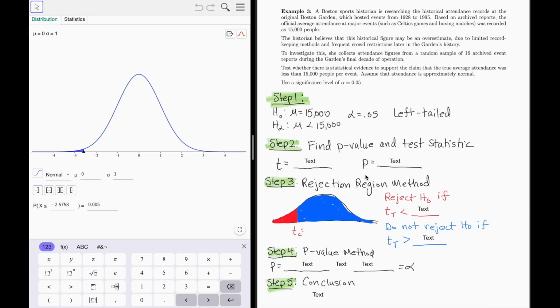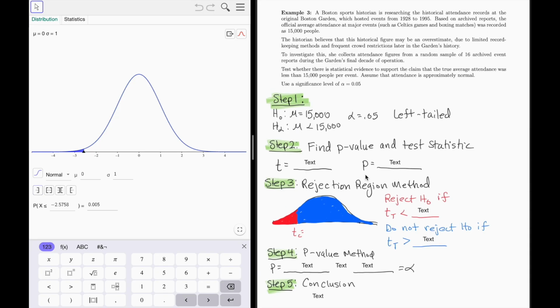Now, because this is a test about a mean, we have it narrowed down to either a z-test or a t-test. However, the population standard deviation is not provided for us in here, so this is probably going to be a t-test, but let's verify that the conditions are met.